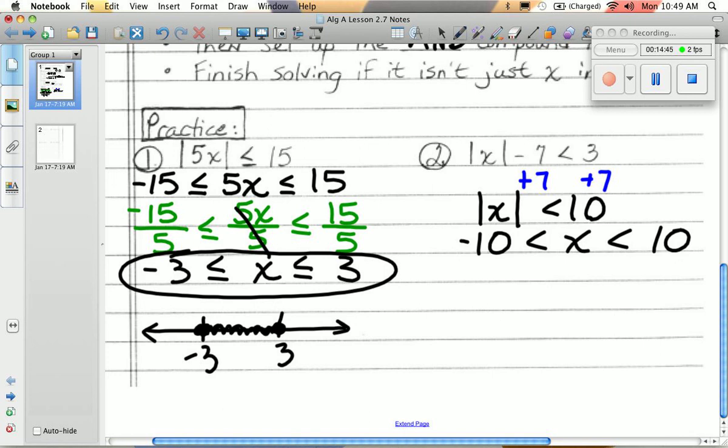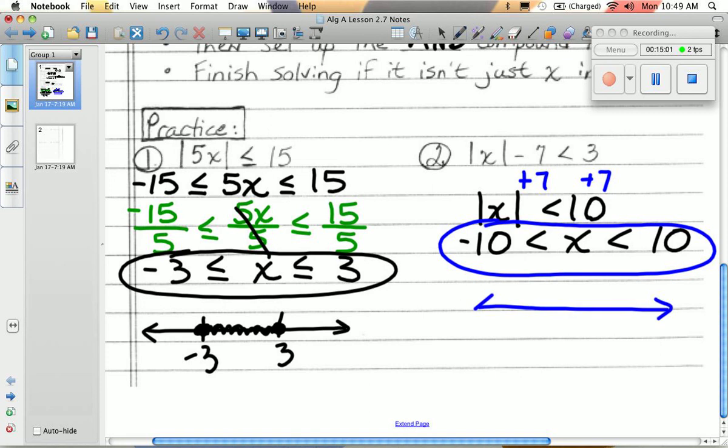Okay, do we have a solving step to do? No, x is already by itself. Is that our solution then? Yeah, there's our solution. So we say, okay, our solution is this, and we graph it. So negative 10, positive 10. Shade our circles in? No, they're not included. But all the numbers in between are. All of those would make that absolute value inequality true.